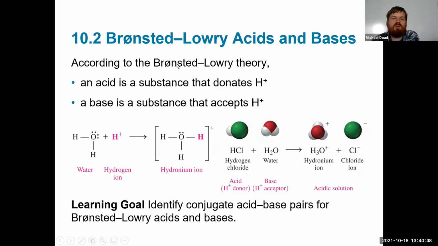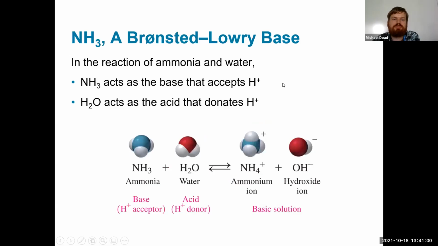With Bronsted-Lowry theory, what we're going to do is look at the reactants of a problem and identify which one donates a proton and which one accepts a proton. So that's what we're going to check out here with the Bronsted-Lowry definition.